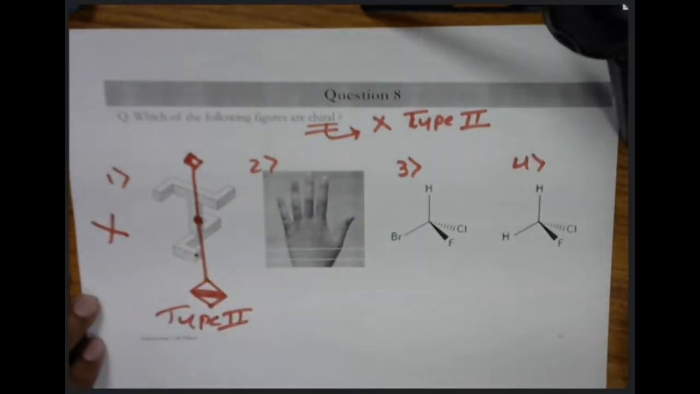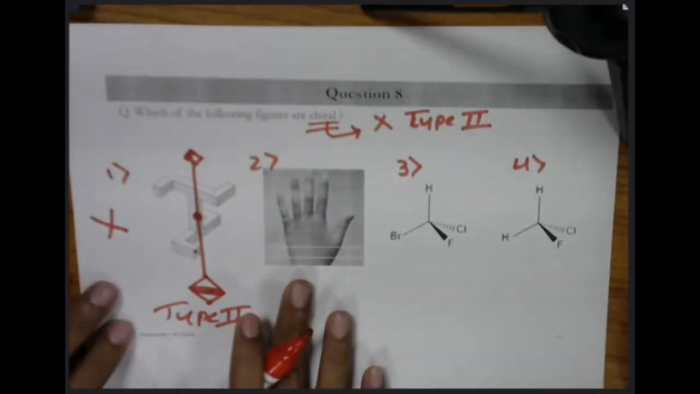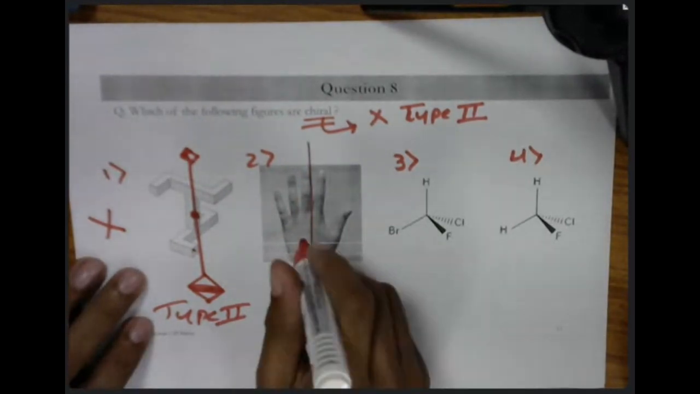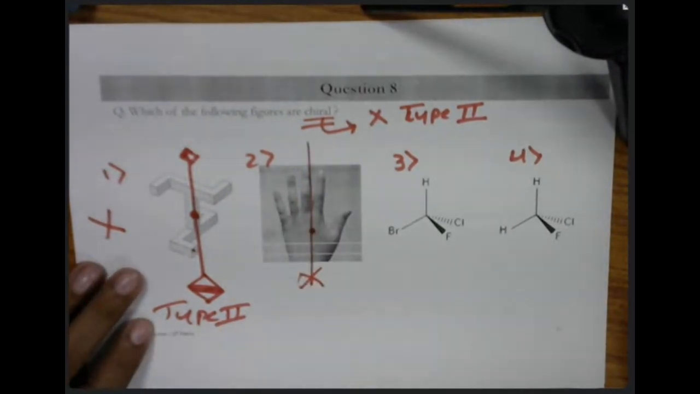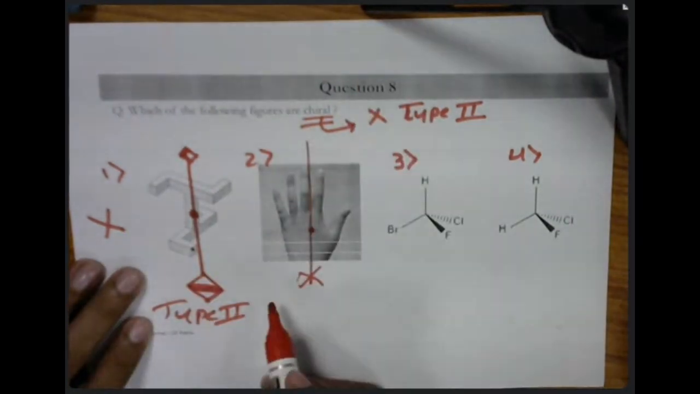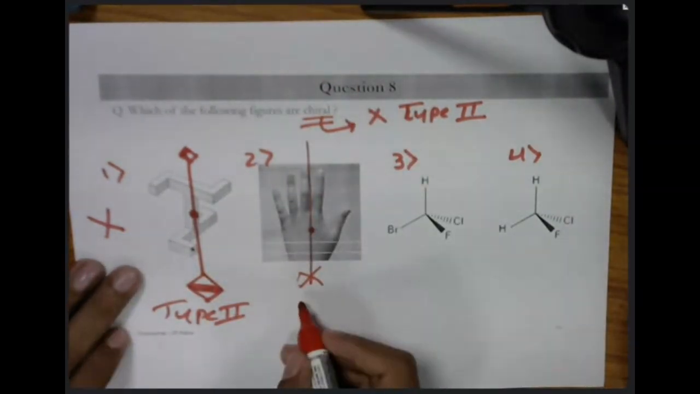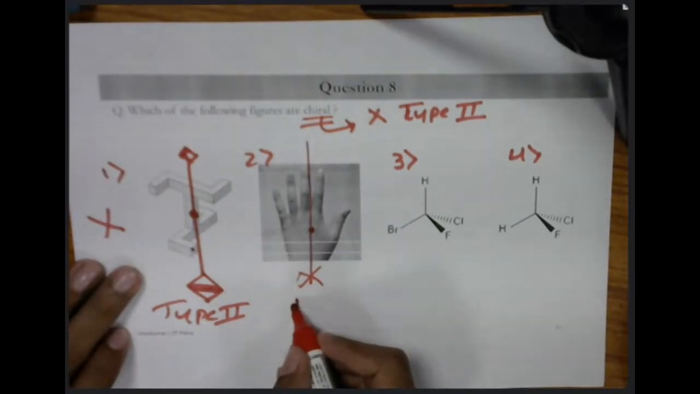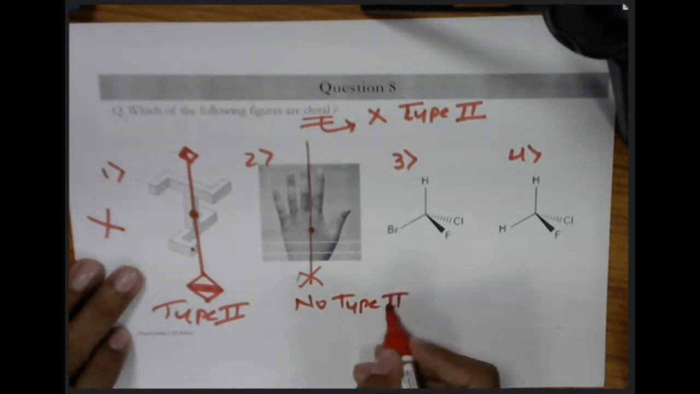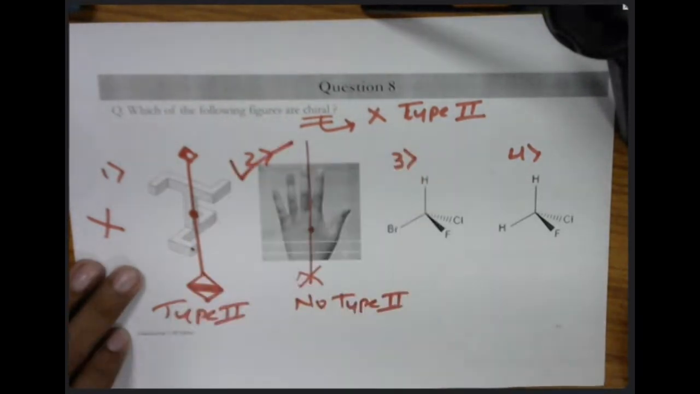Our hand, does it have any type 2 operation? Mirror? No, mirror is not there. Inversion? No, inversion is also not there. So our hand does not have any type 2 operation. It means that, yes, the second one is a chiral one. So the first we have eliminated.